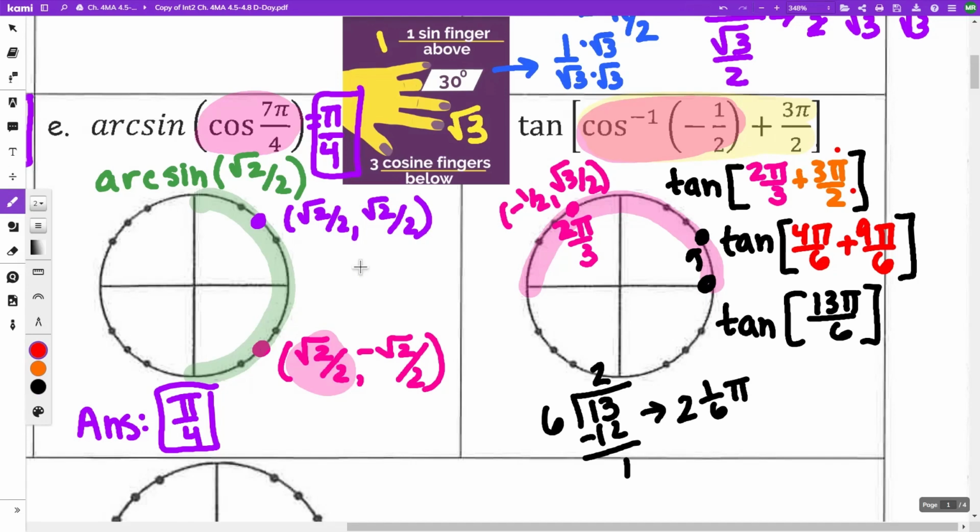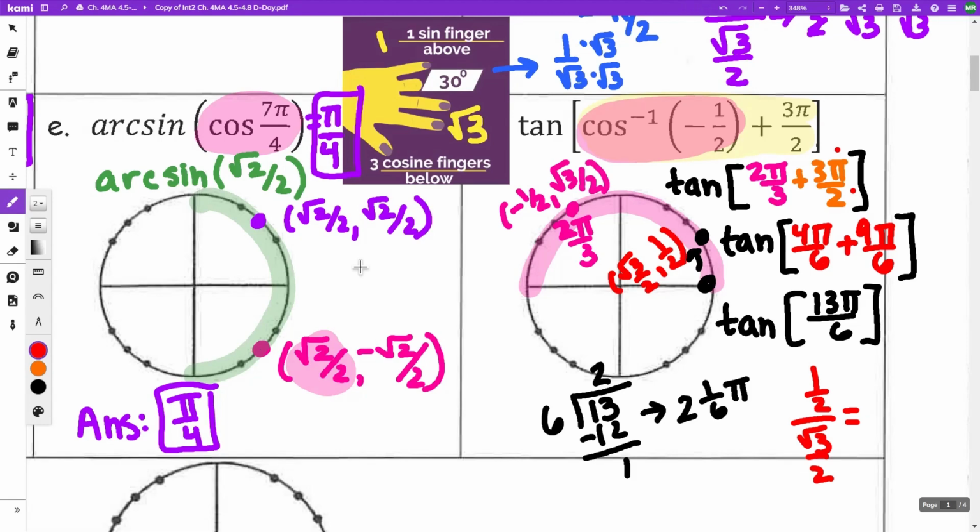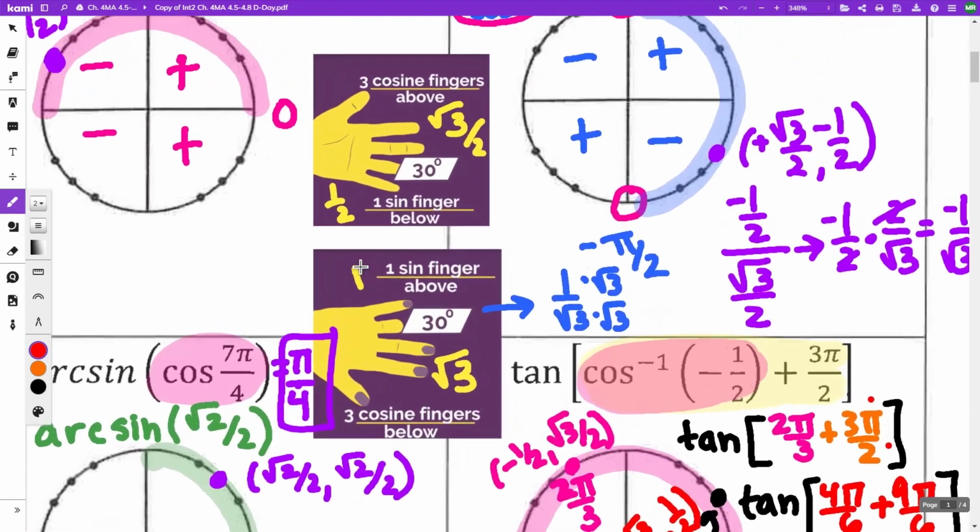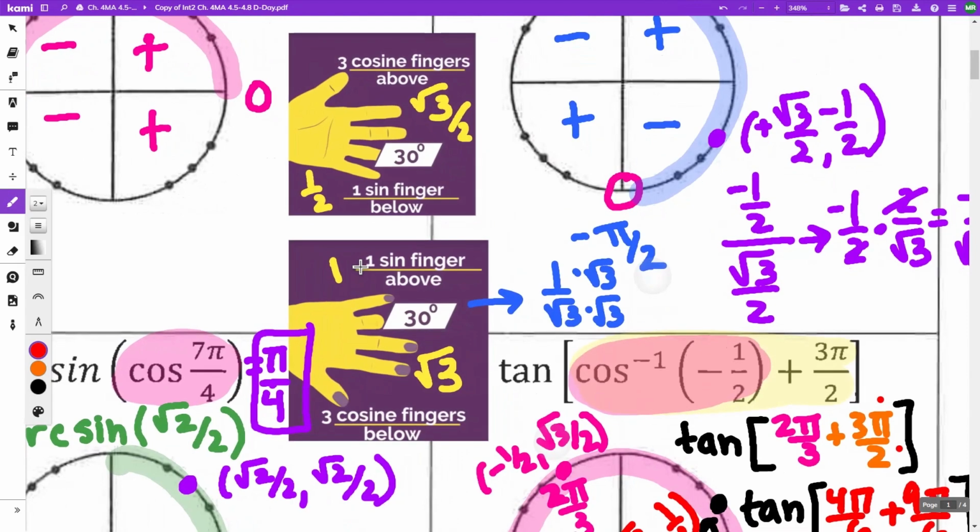The coordinates there at pi/6 are √3/2, 1/2. So either I'm going to do 1/2 over √3/2 and clean that up, or I'm going to think about doing it using the finger method. If I'm doing that, which is basically this 30 degrees, I'm looking at this picture here. I had √3/2, 1/2.